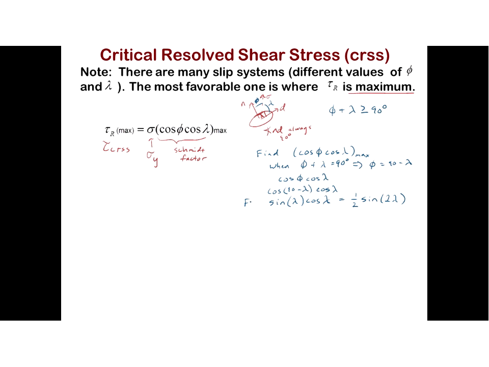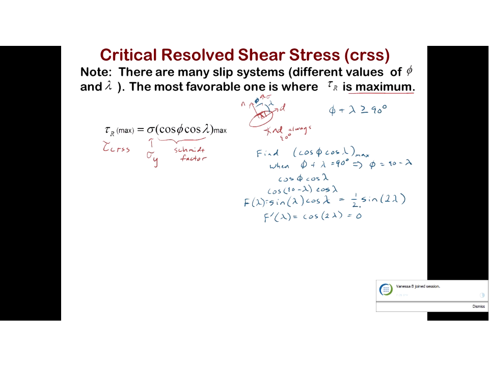Okay? And if we're saying that this is what we're going to call f of lambda, this is now a function of lambda, right? We want to find out when f prime is equal to 0. F of lambda is 1/2 sine 2 lambda. So f prime of lambda, if we find its derivative and set it equal to 0, because we want to find out when this is maximum, right?